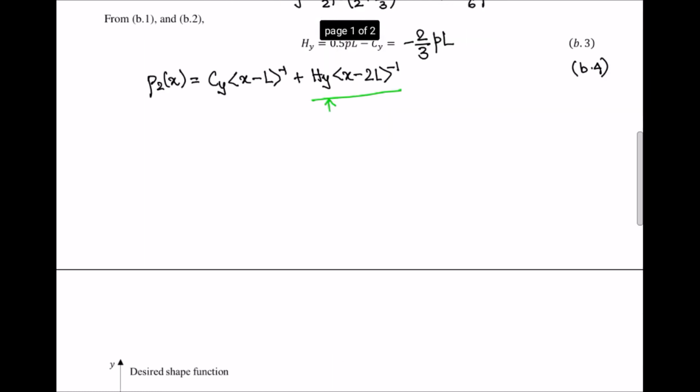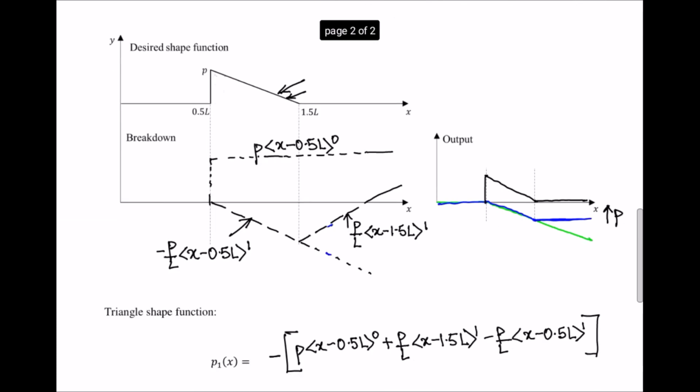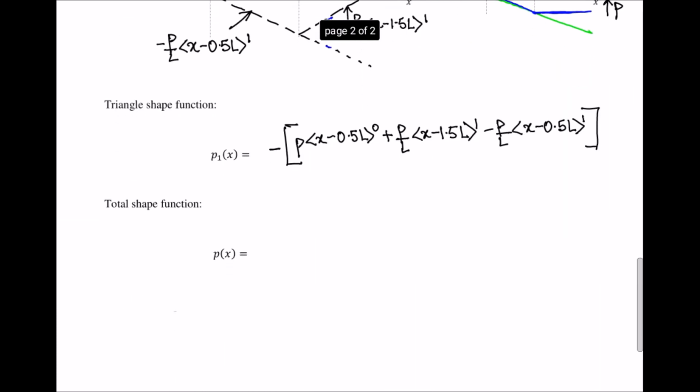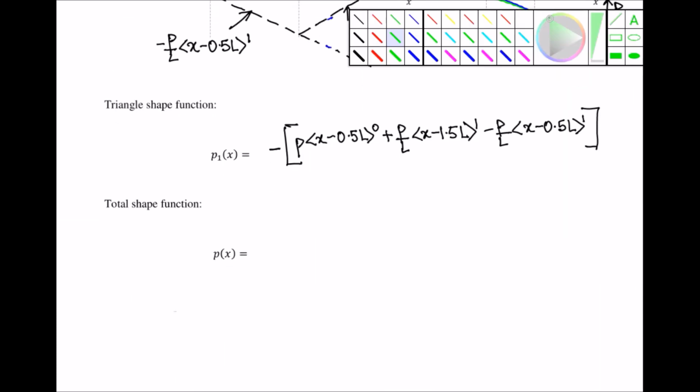So the total load function Px is going to be given by the sum of P1x and P2x. We can therefore write out Px to be equal to P1x that we have from equation P5, plus P2x from equation P4. This concludes our solution to problem 8.1b.